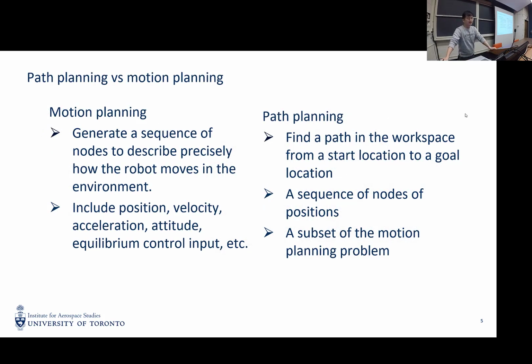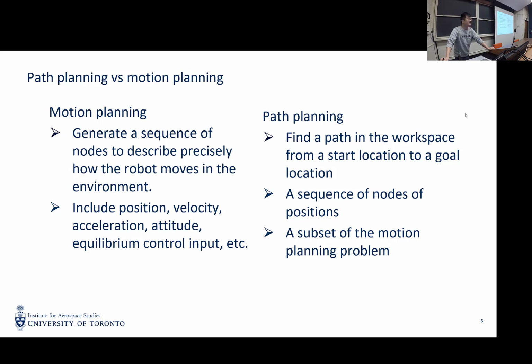When you go through the backgrounds of planning, usually people mention two terminologies. One is motion planning, another one is path planning. Motion planning involves generating a precise trajectory involving position and the derivative of positions, as well as equilibrium control inputs to the robot. So it's more like a precise description of how the robot moves from one point to another.